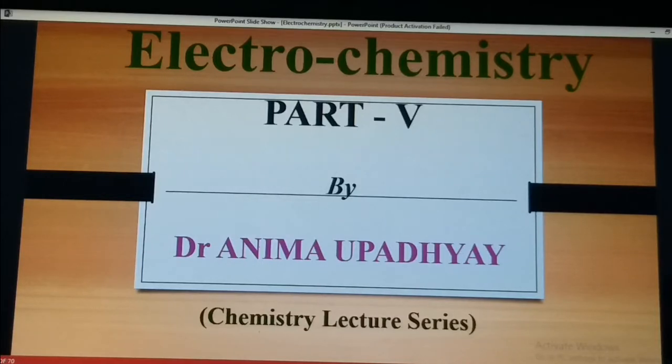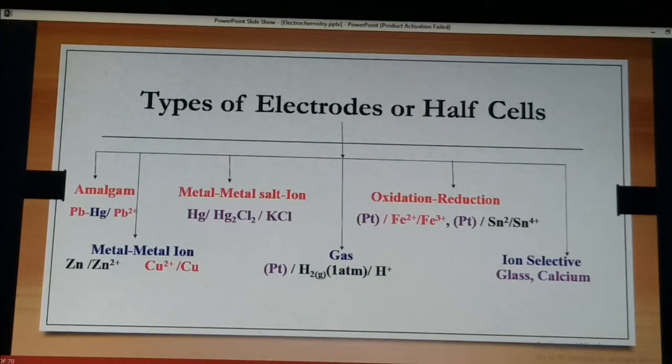So in the Electrochemistry Part 5, let us first discuss the types of electrodes or the half cells. There are various types of electrodes such as amalgam electrode, metal-metal ion electrode, metal-metal salt ion electrode, gas electrode, oxidation reduction electrode, and ion selective electrode. And there are examples given under those electrodes, such as the amalgam electrode is Pb-Hg | Pb2+, that is lead mercury in the lead ions.